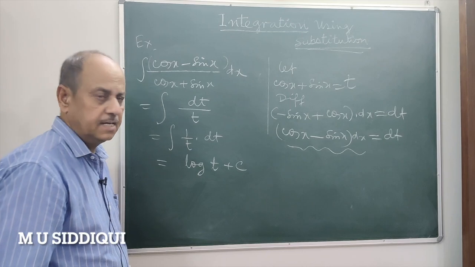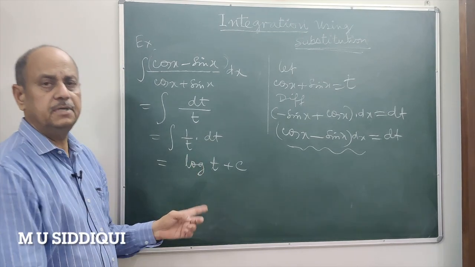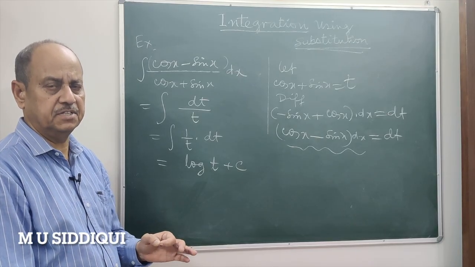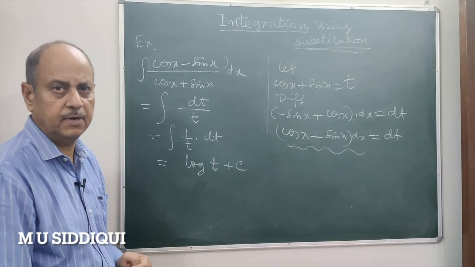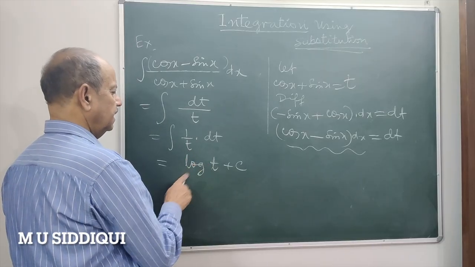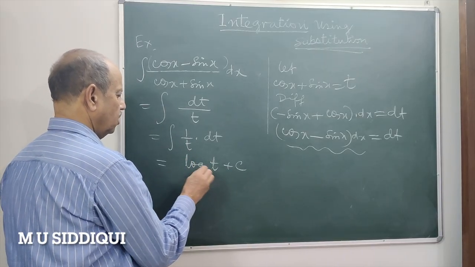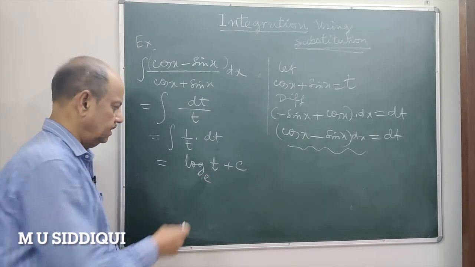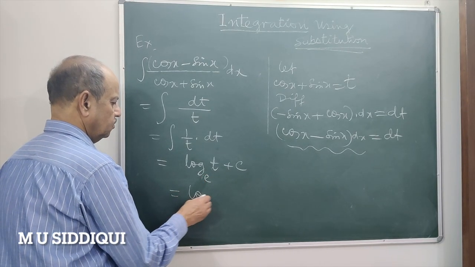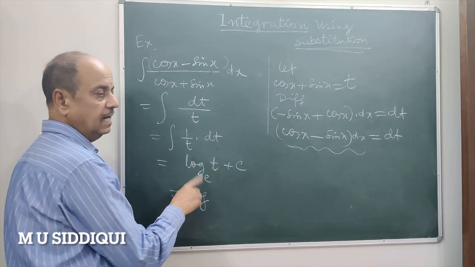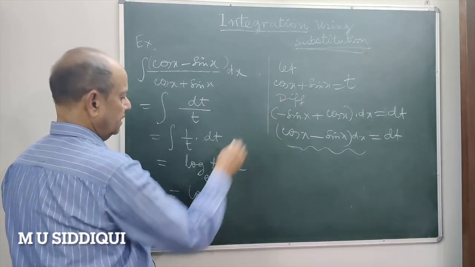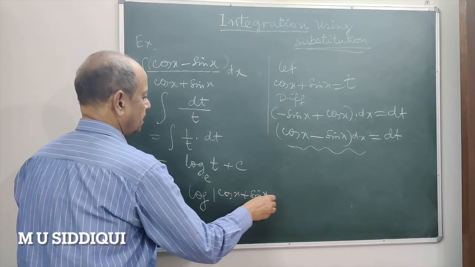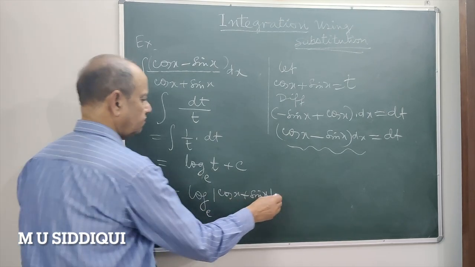Once again, I mention that wherever logarithm appears in calculus, it is always with the natural base e, not base 10. So 1 upon t to be integrated becomes log t. Even if the base is not mentioned, that is base e, the natural base. If you mention it, that is better, of course. Log of t, sometimes we write as ln of t also. T was this expression, cos x plus sin x, in the modulus sign, plus c.